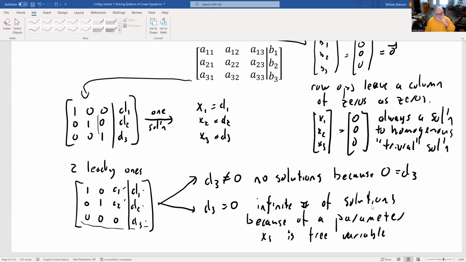X3 is a free variable. So if you get down to reduced row echelon form, that's a free variable. And so that gives rise to a parameter. So you have infinitely many solutions. The problem is that you need D3 not equal to 0 for no solutions. If this was a homogeneous system, so we started with B1, B2, B3, then D1, D2, D3, they would all be 0. And so you'd have infinitely many solutions. So this 3x3 matrix can have either one solution or no solutions or infinitely many solutions.